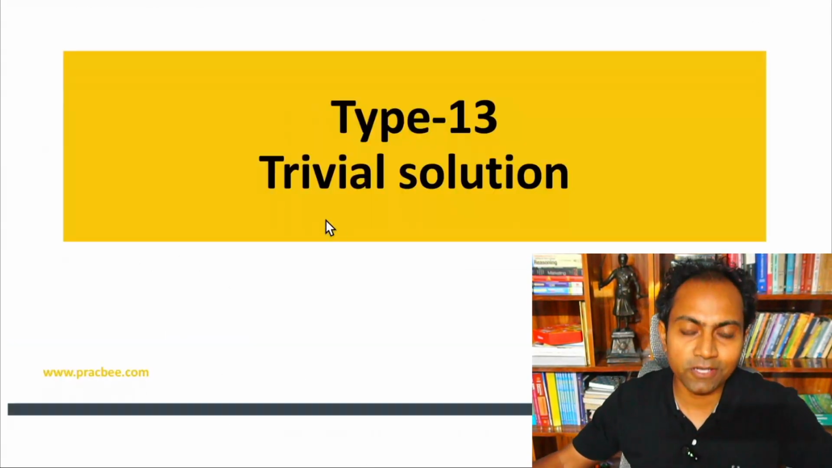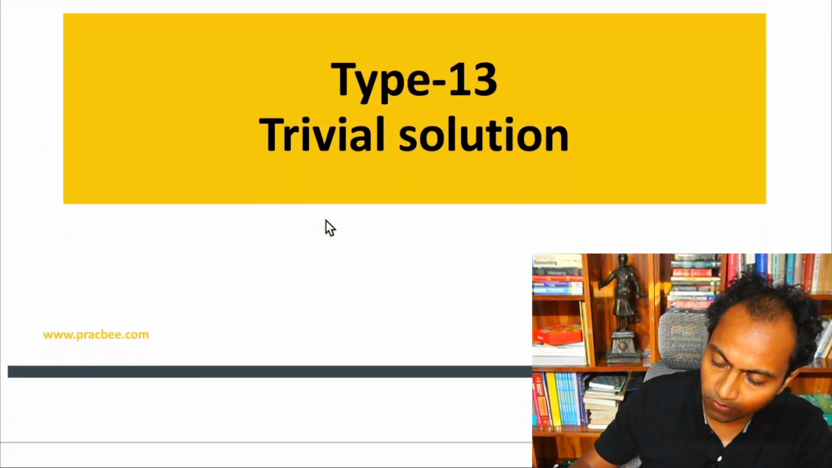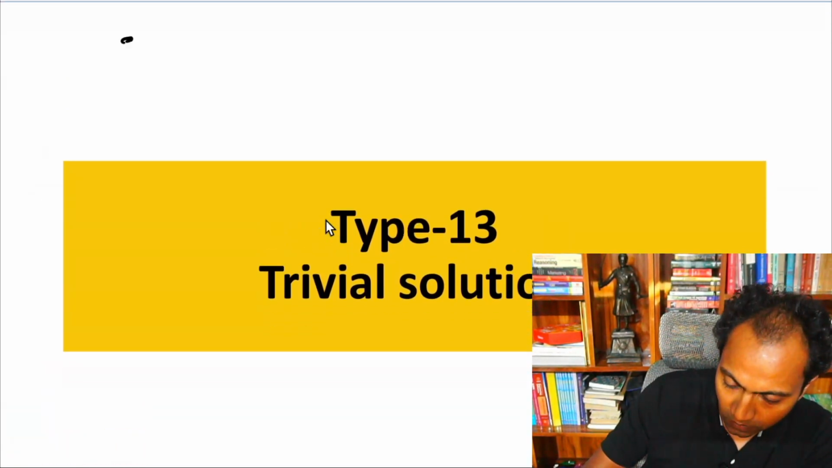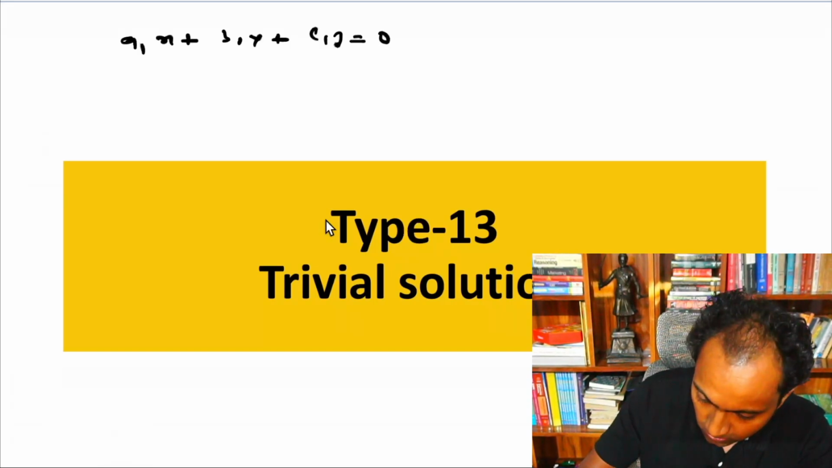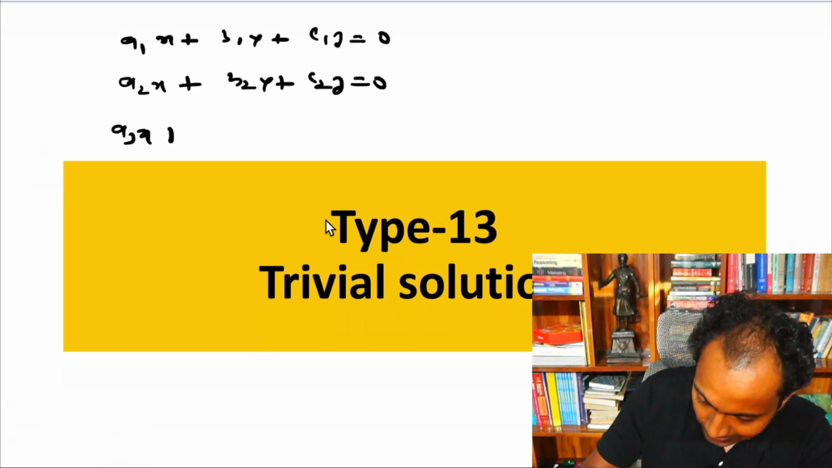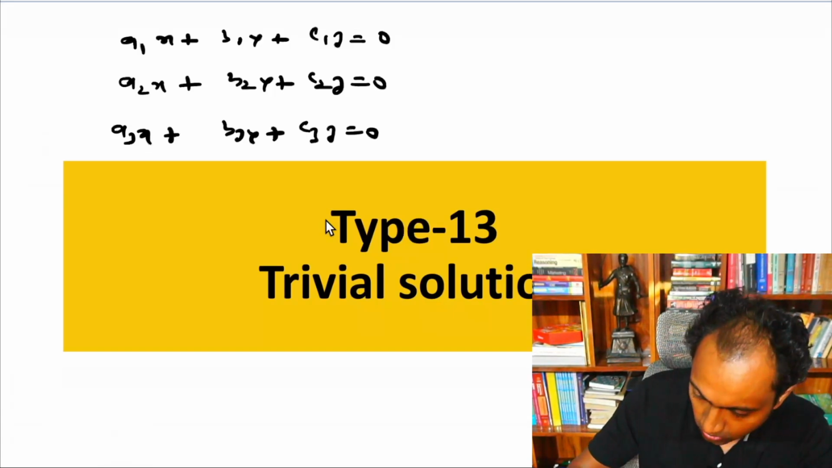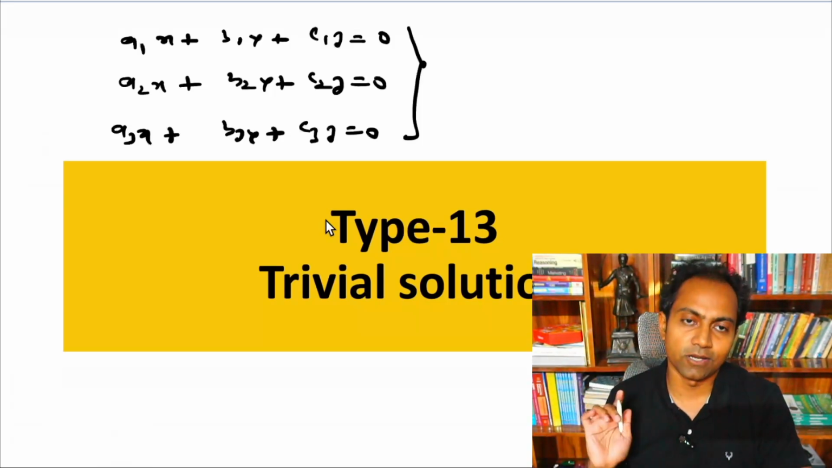Now this type 13 question is based on the idea of trivial solution. What are trivial solutions? If we want to understand trivial solution, we'll have to go into the idea of homogeneous equations. What is a homogeneous equation? A set of equations in which the D part becomes 0: C1z is fine, but this becomes 0. A2x plus B2y plus C2z is equal to 0, and A3x plus B3y plus C3z equal to 0. Such a set of equations is known as homogeneous equations, where D1, D2, D3 are equal to 0.